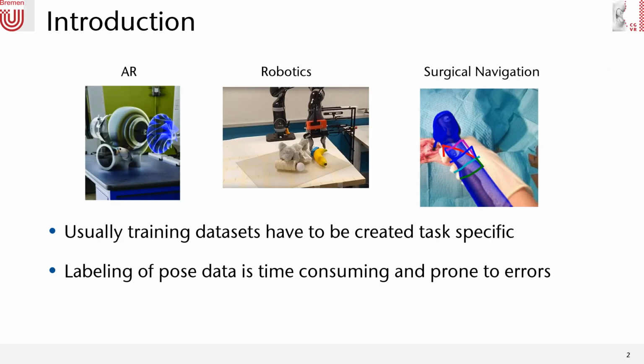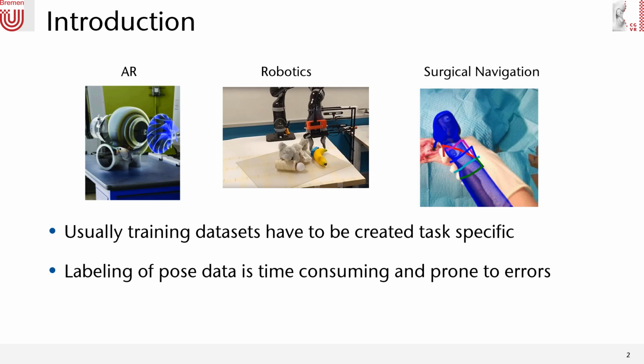Let's begin with why 6D-pose estimation is important. You can see here a small selection of possible applications. On the left, we have a scene in augmented reality. Here it is important to know the pose of objects in order to place virtual objects at the right location. In the middle, we have an example in robotics. Here, the pose of the objects must be known in order for the robot to grasp these objects. And on the right, we have a scene where surgical navigation is used in order to support surgeons in their task.